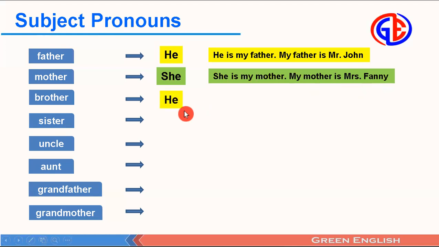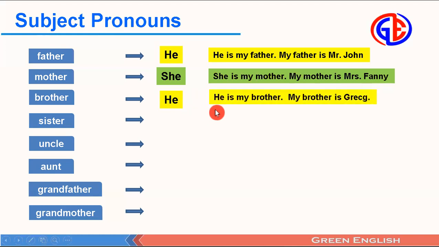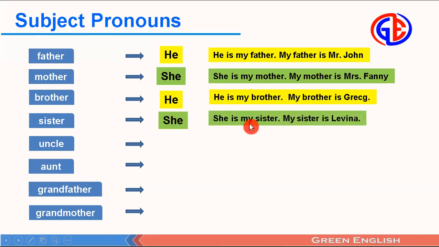Next we have brother. Brother itu sama. Kita pakai pronounnya adalah he. Let's see the sentence. He is my brother. My brother is Greg. So dia adalah saudara laki-laki saya. Saudara laki-laki saya namanya Greg. Ya. Next we have sister. Ya, sister sama seperti mother. Subject pronounnya adalah she. So she is my sister. My sister is Levina. Okay, the name of my sister.